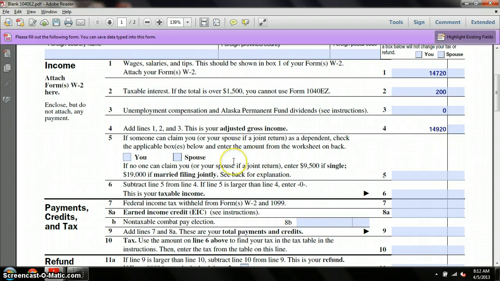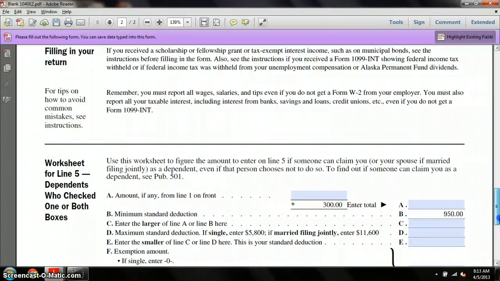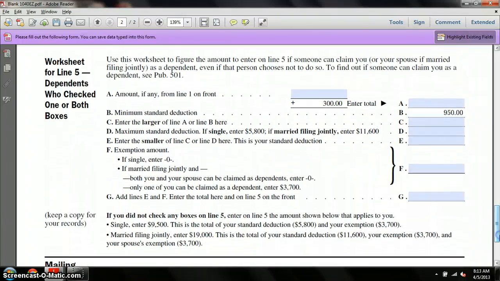All right, step 5. If someone can claim you or spouse as a dependent, check the applicable box below and enter the amount from the worksheet on the back. So let's say that somebody could claim Roberto as a dependent. We're going to check the box here that says you, okay? And now we have to go to the back of the worksheet. So we come all the way to the back here. And here it says worksheet for line 5, dependents who checked one or both boxes.